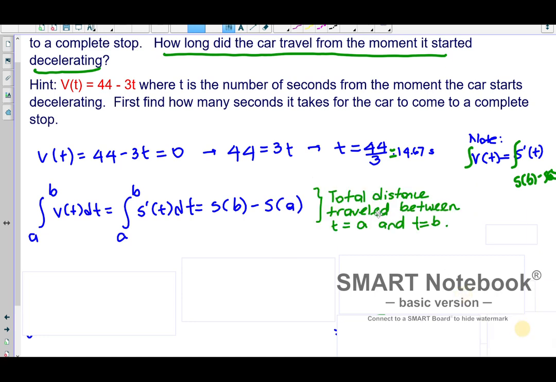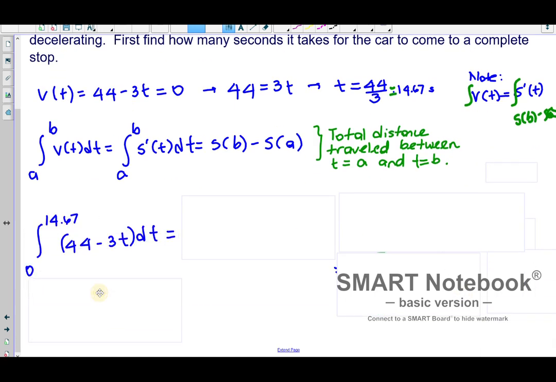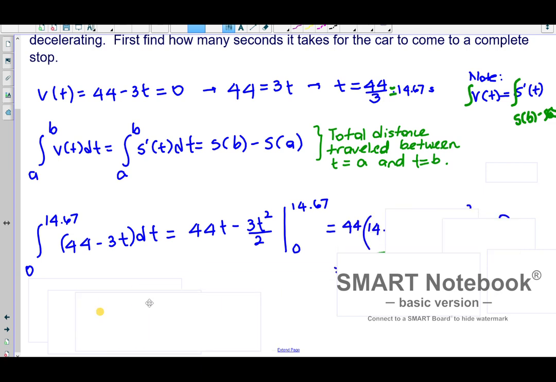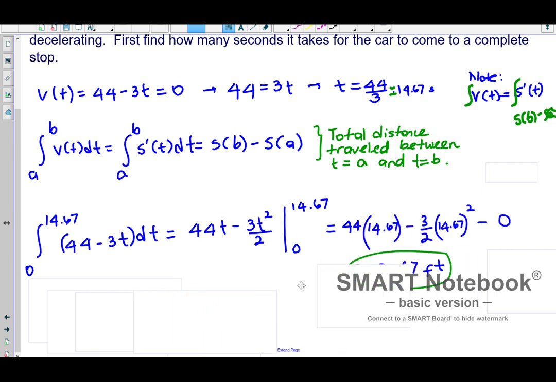That's what I already mentioned to you. So integrate the function 44 minus 3t over the given interval 0 to 14.67, and the antiderivative is 44t minus 3t squared over 2. And plug in the limits. You plug in the upper limit minus the lower limit, and please do this on the calculator and check your answer here. The final answer turns out to be 322.67 feet. That's the total distance this car has traveled from the moment it pressed on the brakes.